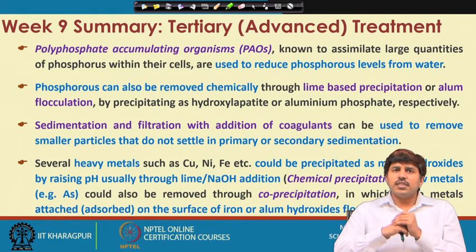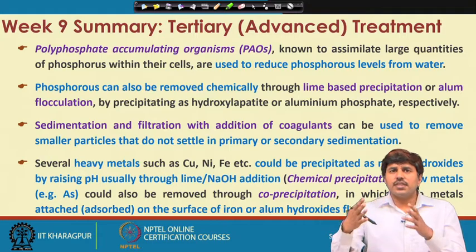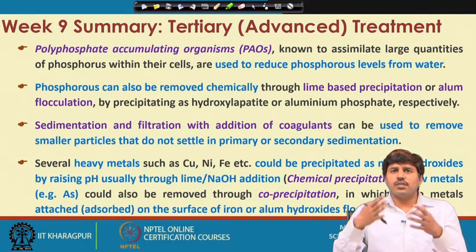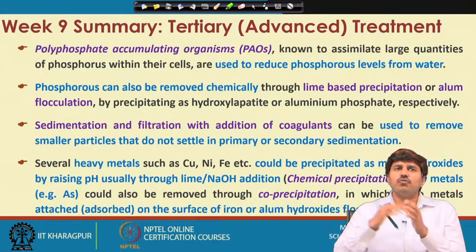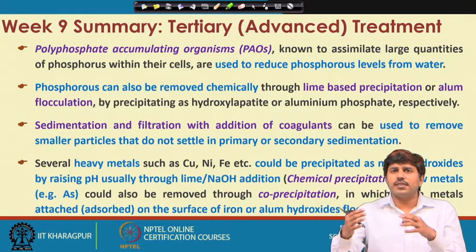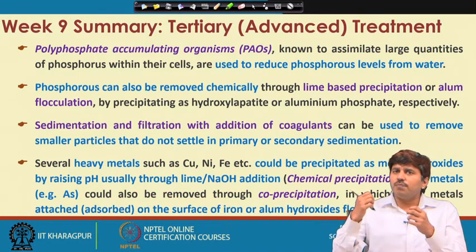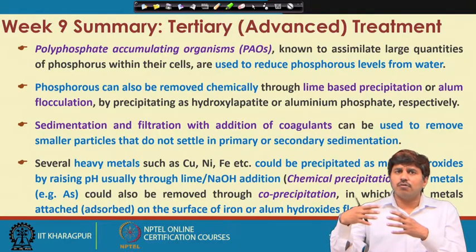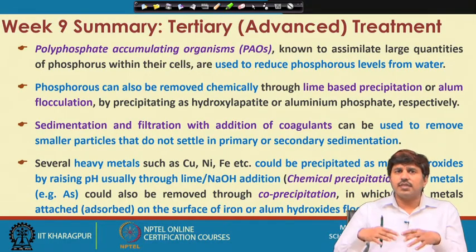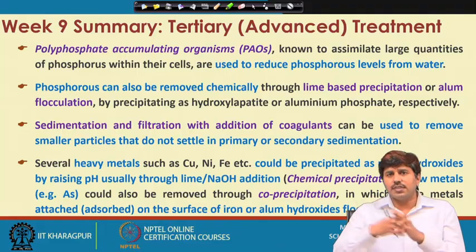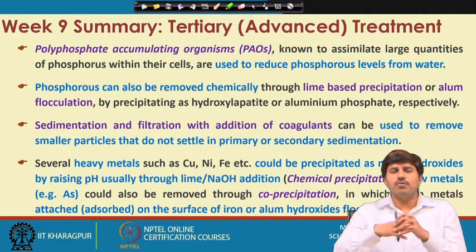There are sedimentation added with filtration in the presence of certain coagulants. Okay, so they can be used for the removal of various small particles which generally do not settle in the primary or secondary sedimentation. So, if there are very small particles or colloidal particles, we can coagulate them using standard iron or alum coagulants and then make them settle in a sedimentation basin or filtration basin, or the combination of both.